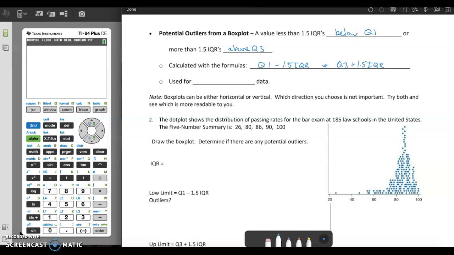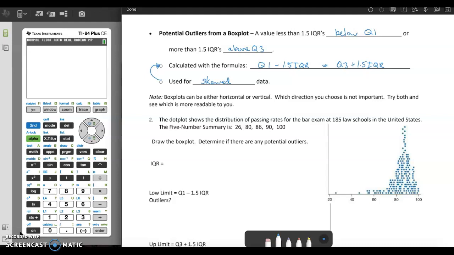You can use a box plot for any kind of data, and looking at the box plot can actually tell you whether it is symmetric or skewed. But as far as figuring out whether these are potential outliers, these formulas are mostly used if you're talking about skewed data. There's another way to talk about outliers if your data is symmetric. So mostly these formulas are used when you have skewed data, again, for the most part.